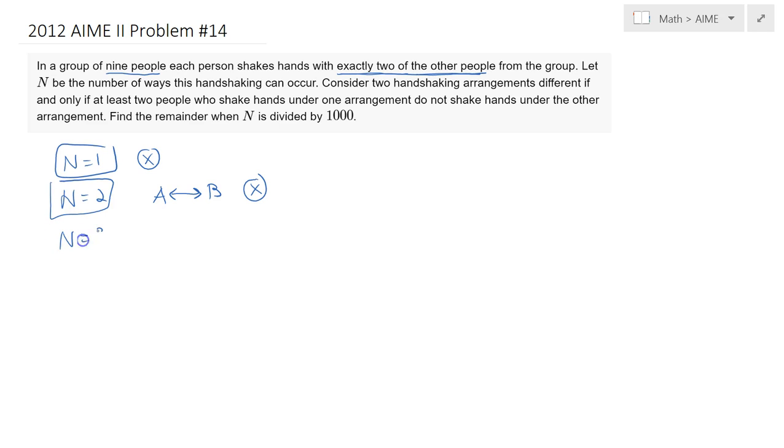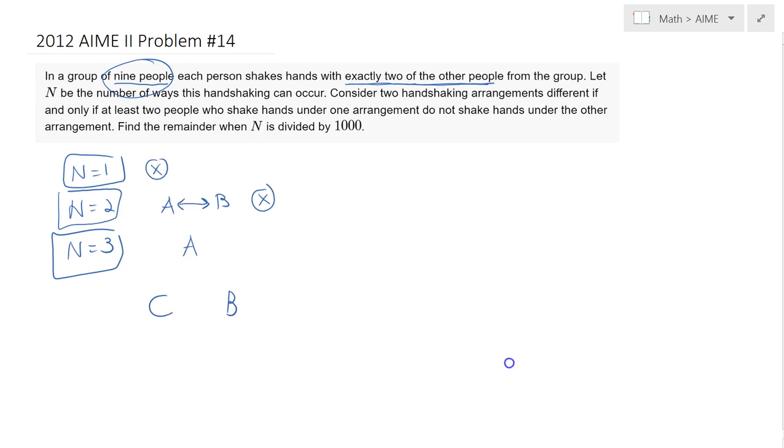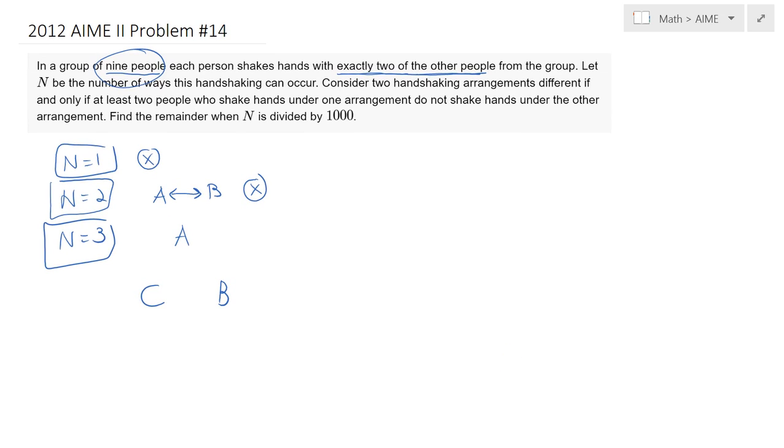How about n equal to 3? Obviously, in our case, n is equal to 9, but I'm trying to have a sense of what's going on. So we have 3 people. We can arrange them in a circular way. So can this happen now? Well, it would. A would shake hands with B and C, and B already shook hands with A, so therefore it has to shake hands with C as well. As for C, wow, so that works actually, and there's only one way this can happen.